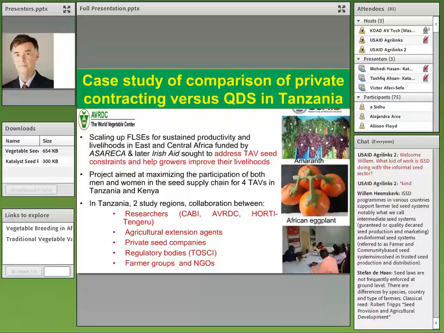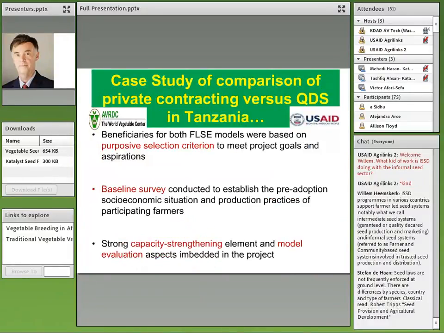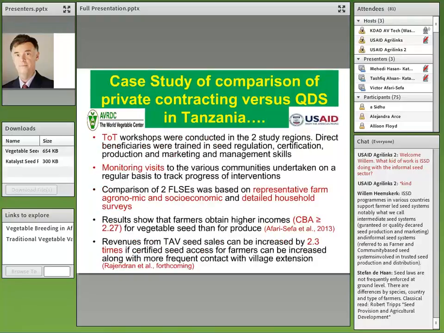Now, the challenge here is that I tried to compare quality declared seed with a seed contract system that was based on an Irish Aid and AFAAS-funded project in Tanzania. This is a collaboration between researchers, extensionists, and the private sector, where we try to compare a private seed contracting model with quality declared seed. We did purposive sampling, we did a baseline study, and we built the capacity of the farmers to be able to produce the seeds.